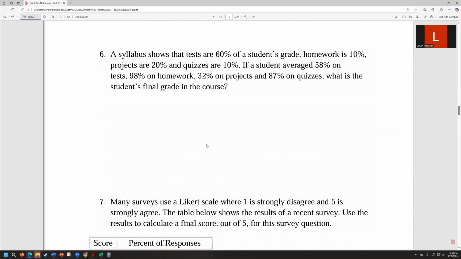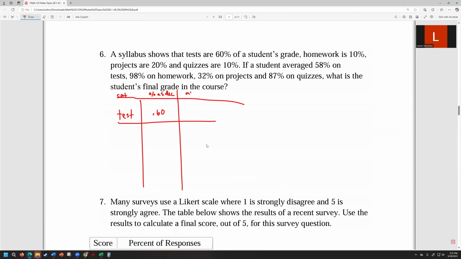So the syllabus shows that tests, so I'm going to have categories for tests, are worth 60%. So that's going to be 0.60. So I've got my category, got our weight as a decimal. We're going to have the actual average for that group. And then we're going to have those percentage points, which we just abbreviate sometimes as PPTS. Okay. Homework's the next thing. Homework is worth 10%. So that'd be 0.10 as a decimal.